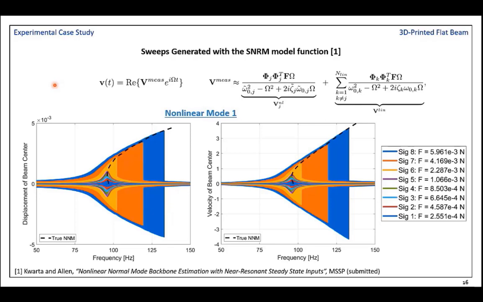On these 2 charts, we can see a displacement and velocity responses measured at the beam's center versus sweep frequency. The true backbone is marked here with a black dashed line. These signals are further provided to the NIXO algorithms in order to identify the flat beam.